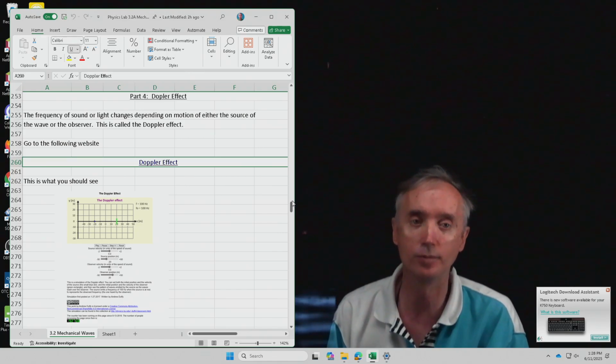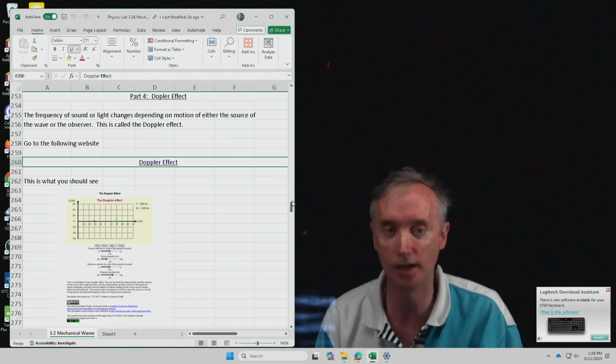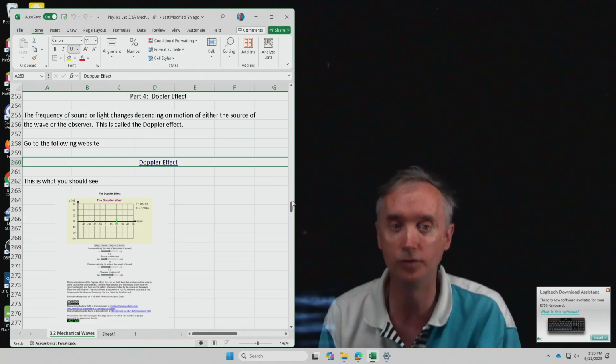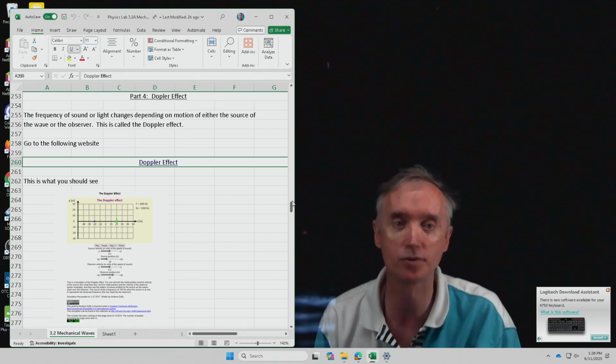Now, there are formulas that will allow you to actually calculate the change in the frequency if you know the speed of the source. We're not going to do that. So we're just going to be looking at this from a conceptual standpoint.